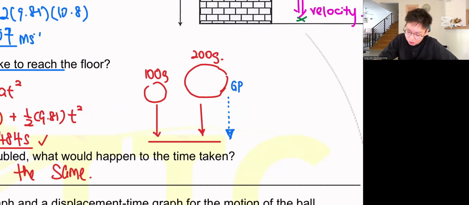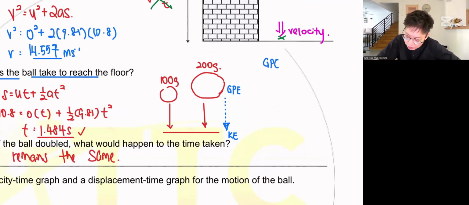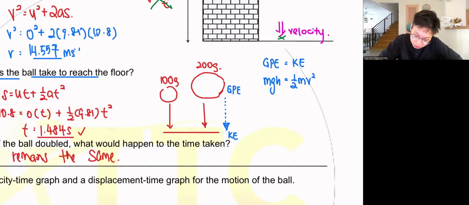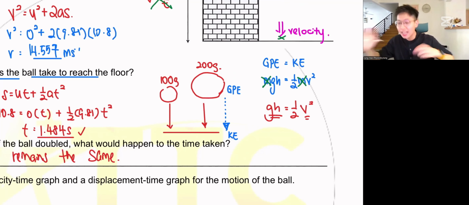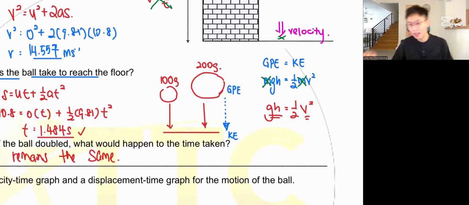When you're on top, you have gravitational potential energy. When you drop all the way down, it becomes kinetic energy, correct? During this falling motion, my gravitational potential energy equals my kinetic energy, which means mgh = ½mv². Ultimately you will see that the mass cancels out. So the velocity of a falling object depends on gravity and height. The mass has already cancelled, so the velocity of a falling object is not affected by the mass.